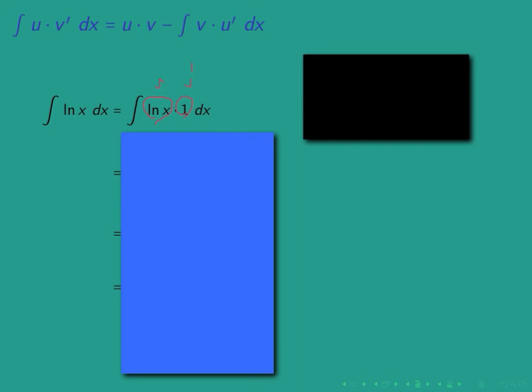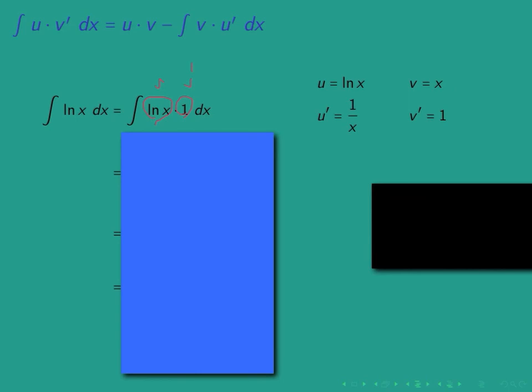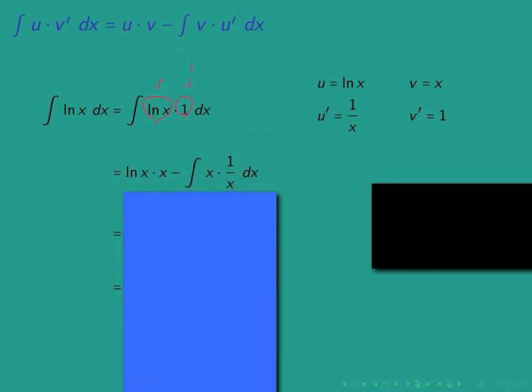And then just as in the first two examples, we're going to calculate the other pieces of the puzzle. So we have u as log x, and we have v prime as 1. The derivative of u is 1 over x, and an antiderivative for 1 is x. So I have the four pieces that I need, and we're going to take all of those and plug them into the integration by parts formula. And so out here we have u times v, log x times x, minus the integral of v, which is x, times u prime, which is 1 over x.